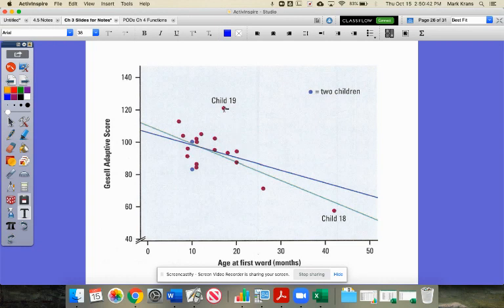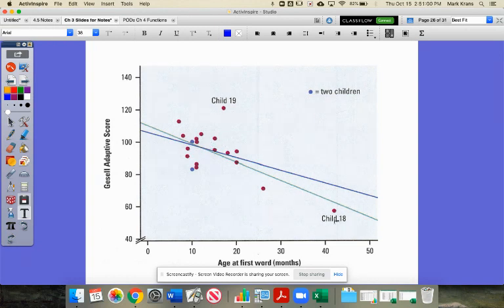And this one, child 19, is an outlier because it lies outside the cloud of data. It's up above. It's going to affect the standard deviation, but it's not really going to move the line much. It's not really going to change much about the graph because it's just in the y direction.